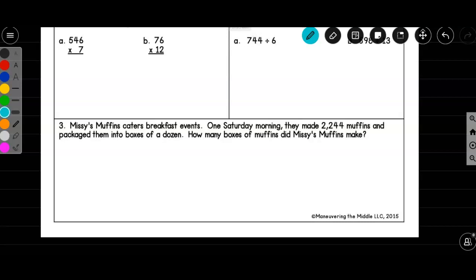One Saturday morning, they made 2,244 muffins and packaged them into boxes of a dozen. Okay, so you have to think, what is a dozen? All right, so how many boxes of muffins did Missy's Muffins make? Okay, so why don't you pause the video, think about it for a minute. We're going to have to know what a dozen means. So when we come back, we'll set this up.